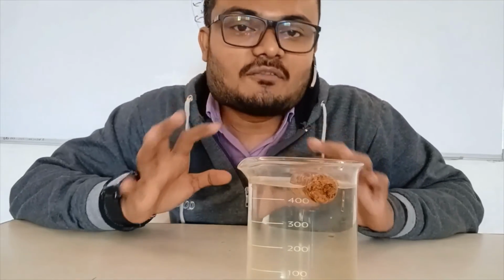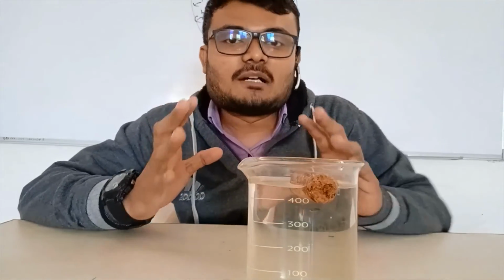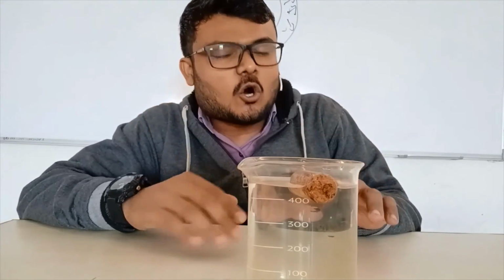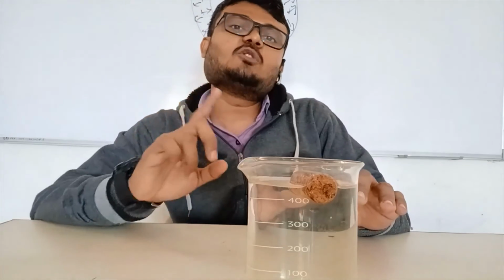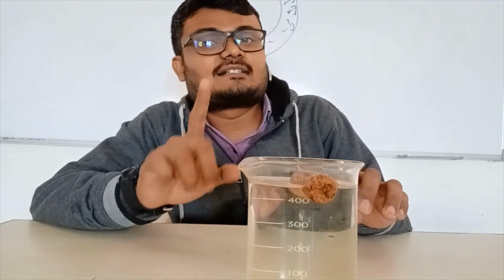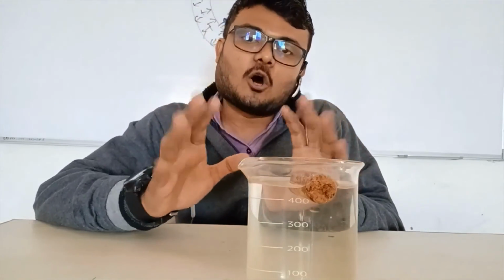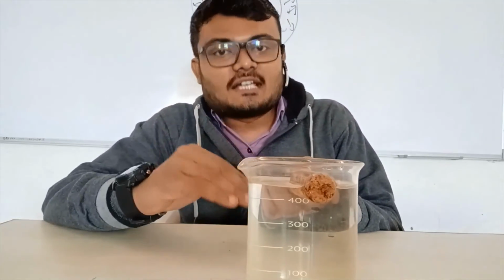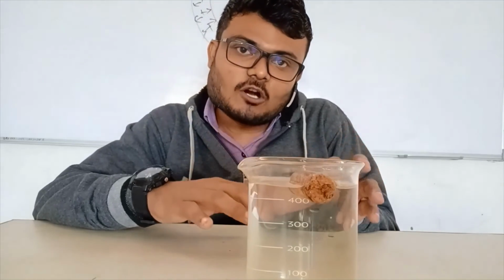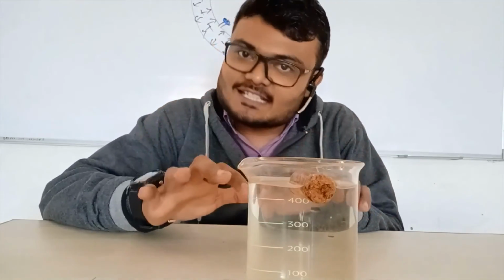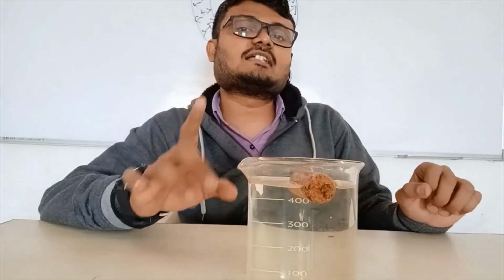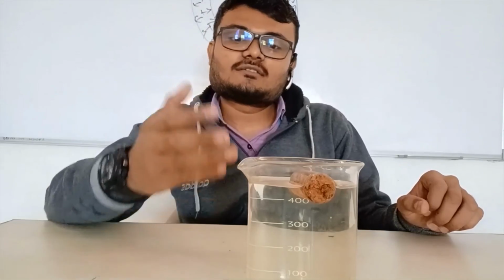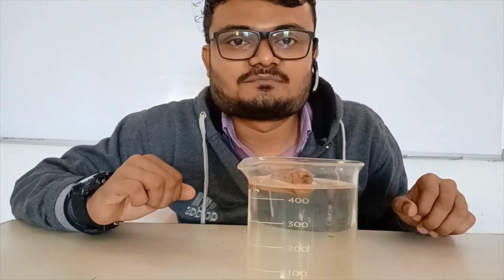That is it. So if you want to see which material or object will sink or float, you have to see the density of that particular object. If the density of the object is greater than the density of water, it will obviously sink. But if the density of that object is less than water, it will float, like this cork. So that's it.